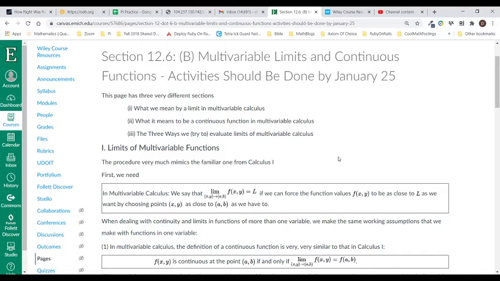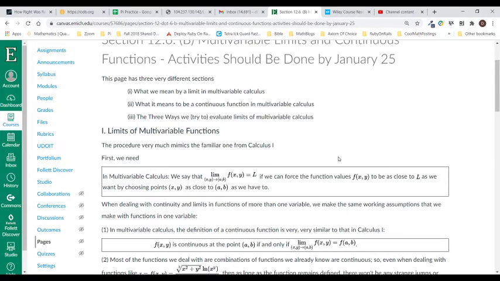In this really brief introduction to what is on the page below, I just wanted to walk through each section, tell you what it's about, tell you about how much time we should spend on it, and then move on. Now you can see here I say that the page has three very different sections: what we mean by a limit in multivariable calculus, what it means to be a continuous function in multivariable calculus. In both those we're not going to take a lot of time on.